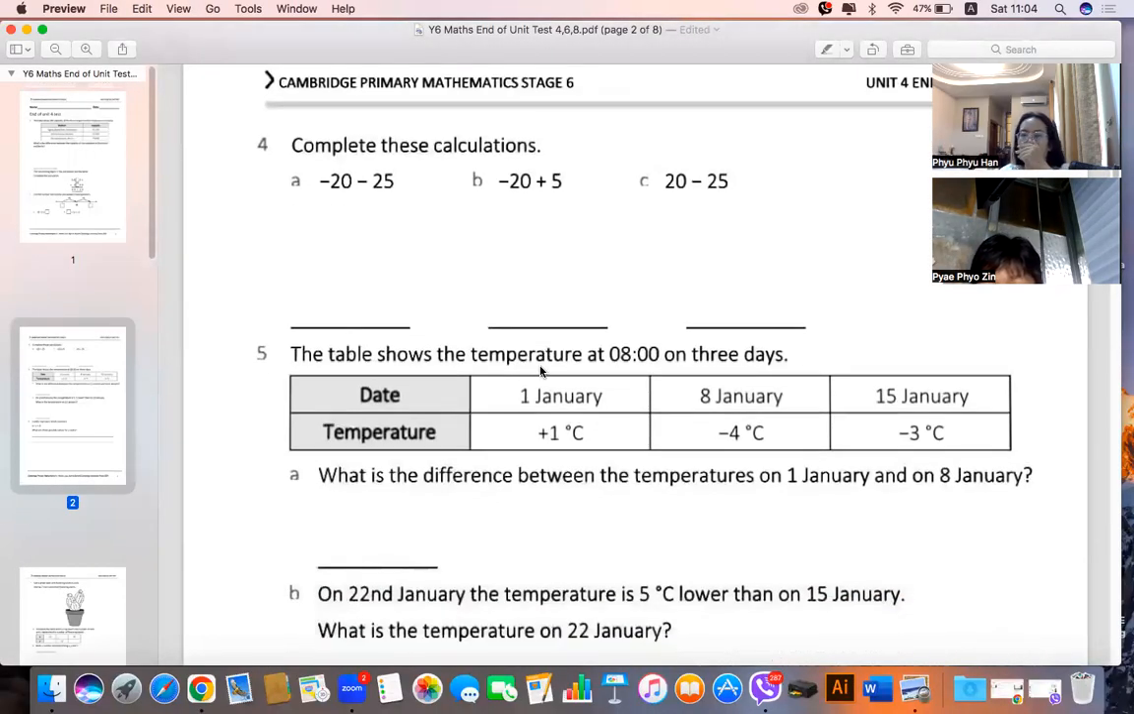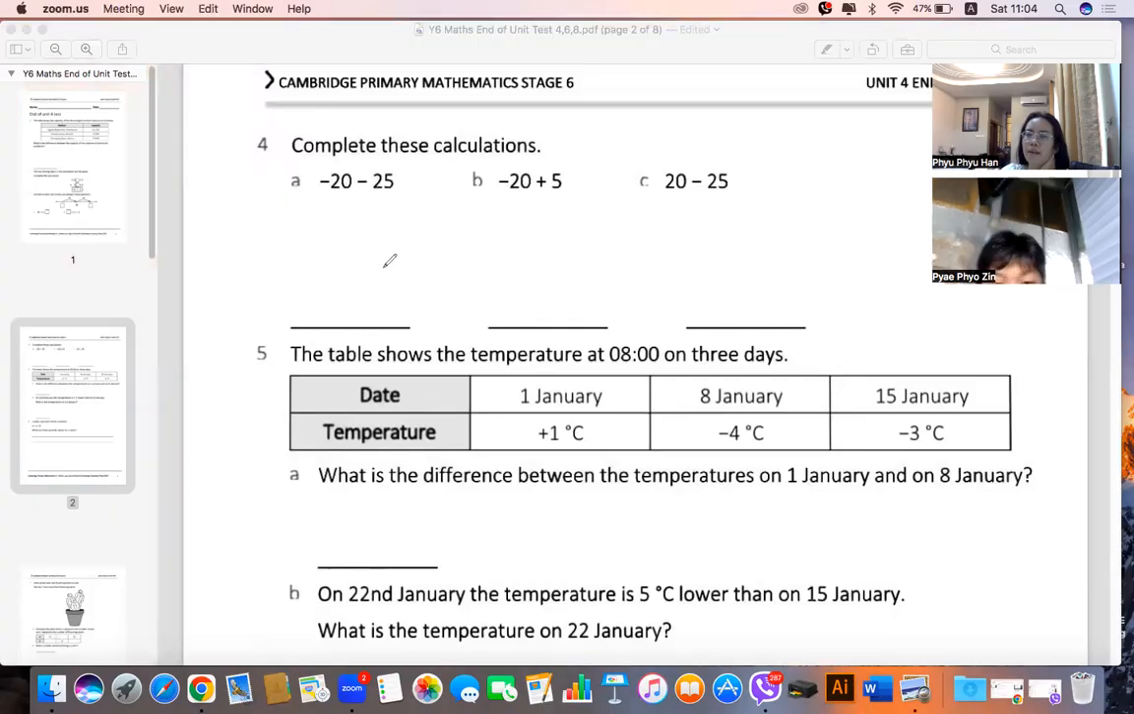Okay, now number 4. So number 4, complete this calculation for the number 8. What do you get? Minus 20 minus 25. Minus 45. Yes, minus 45. Okay, correct.